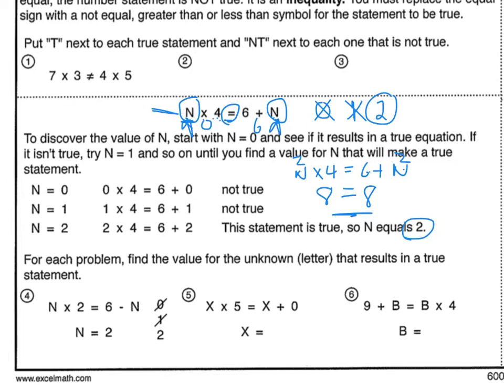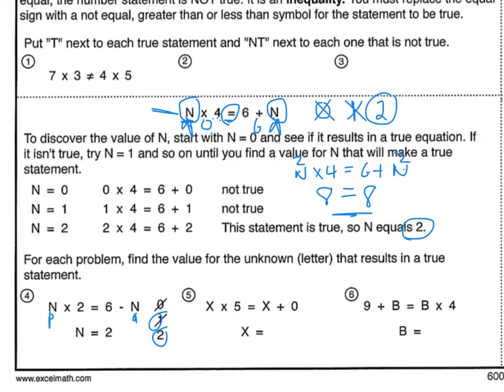Let's try 0 in here. If we put 0 in for both n's, 0 times 2 is 0. 6 minus 0 is equal to 6. So 0 and 6 are not equal to each other. Then we try the number 1. We put 1 times 2 and 6 minus 1. 1 times 2 is 2. 6 minus 1 is 5. And 2 is not equal to 5, so 1 doesn't work.